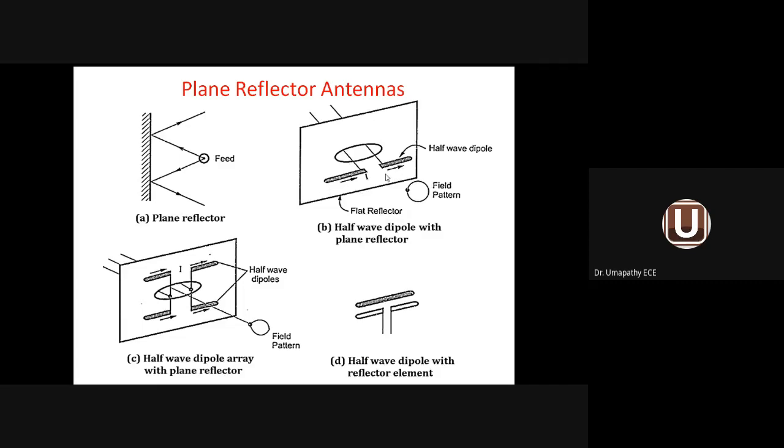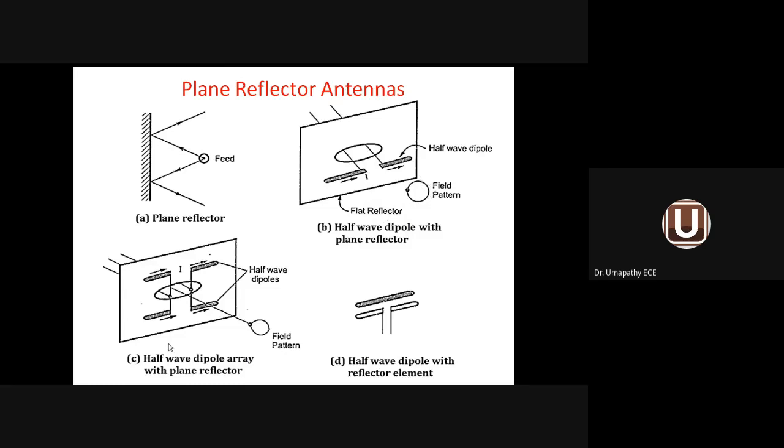This one is a dipole. The dipole is fed by means of a transmission line. So in front of the dipole, we have a flat reflector with an aperture opening for connecting the transmission line. So this antenna is said to be the flat reflector antenna. The radiation pattern, the field pattern will be like this.